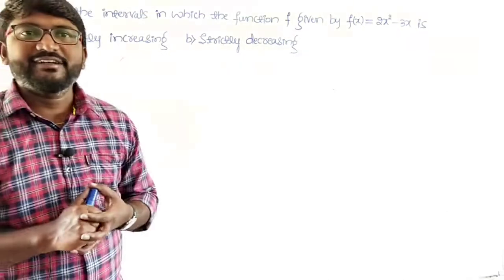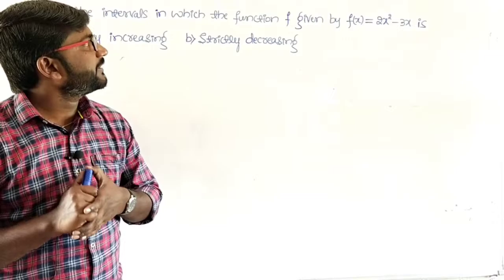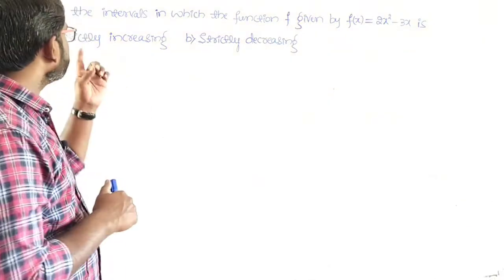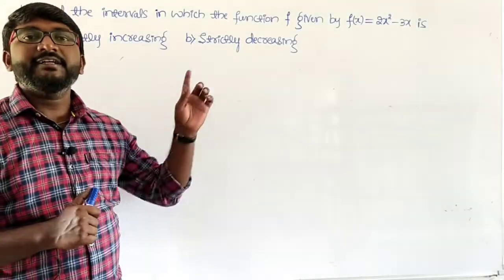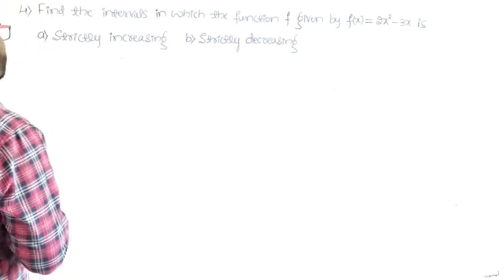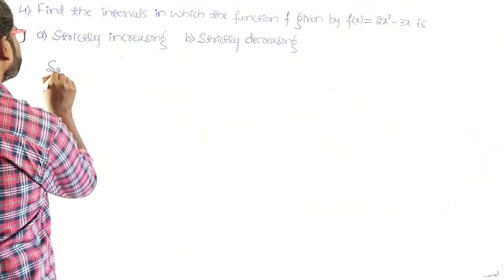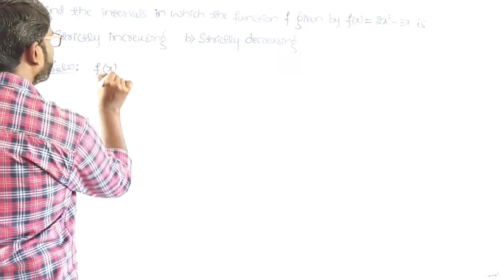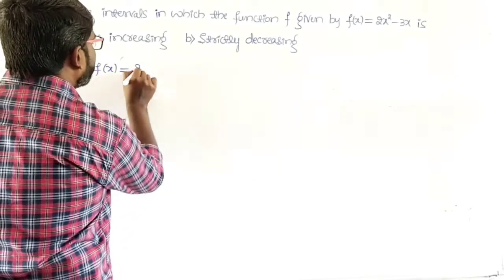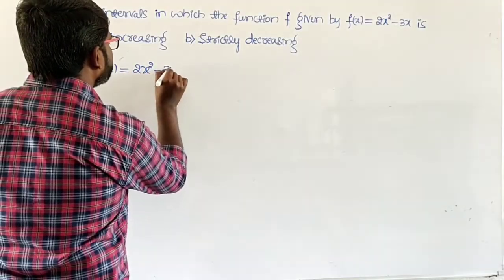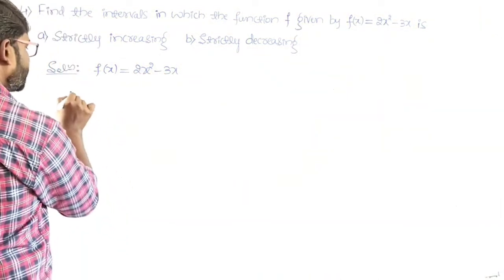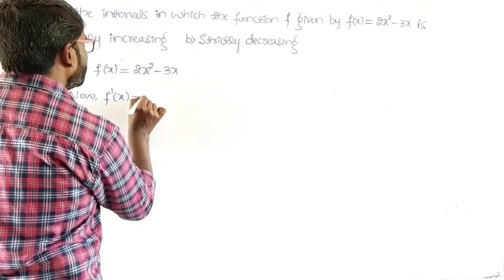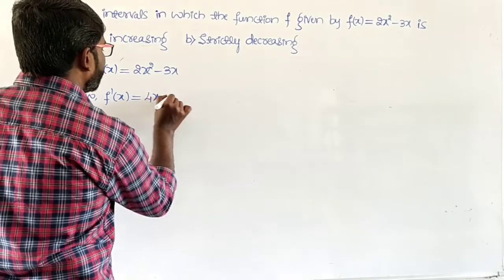Well, the fourth question: find the intervals in which the function f given by f of x equals 2x square minus 3x is strictly increasing, and in the second case strictly decreasing. So let us take up the given function. f of x equals 2x square minus 3x. Now we go for f dash of x, which equals 4x minus 3.